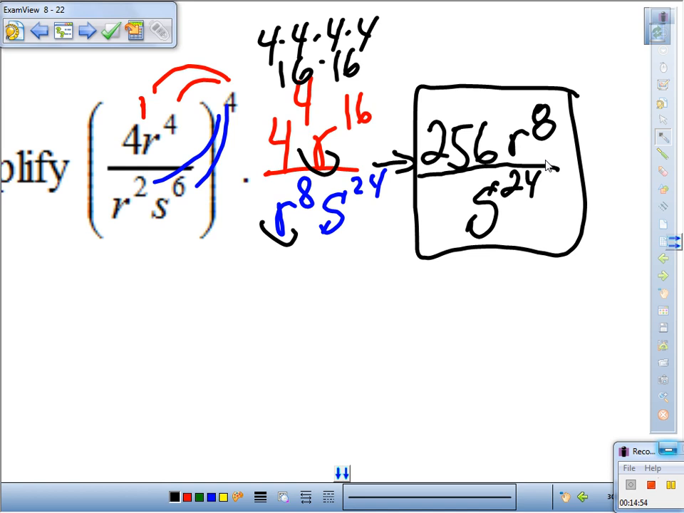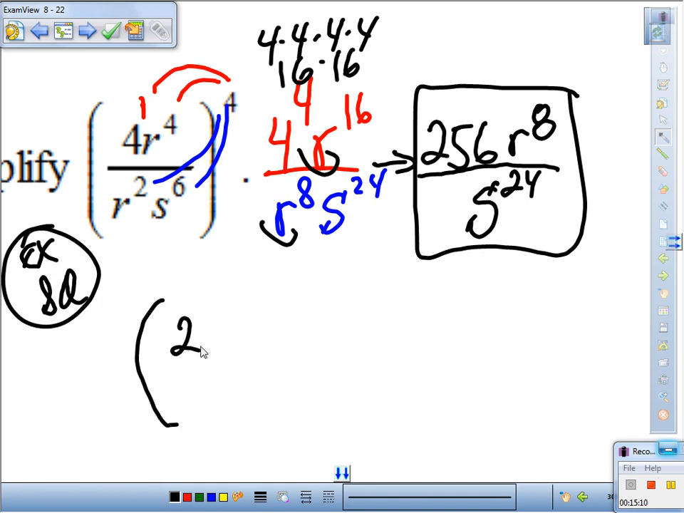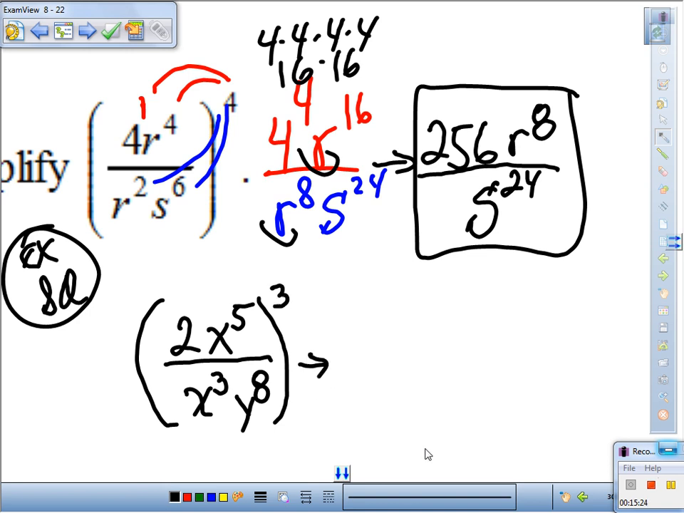Do we need another one of these? Okay, let's do example 8Q. Parentheses, let's do 2x to the 5th over x to the 3rd, y to the, give me a number, 8, close parentheses, to the 3rd power. Copy and go.